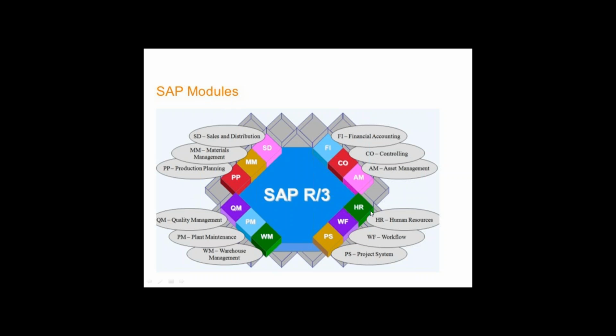Then, for example, MBA HR people will learn this. MBA marketing people learn materials or sales. MBA production planning people learn this one. Quality people learn this one. Like that, as commerce graduates, we follow FICO. Got it?